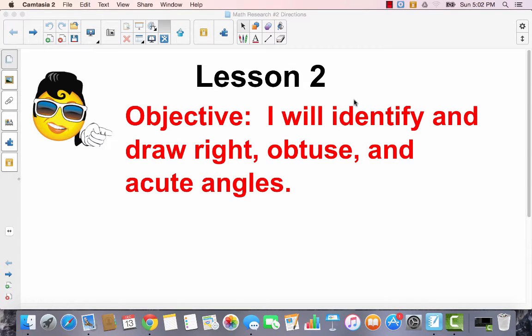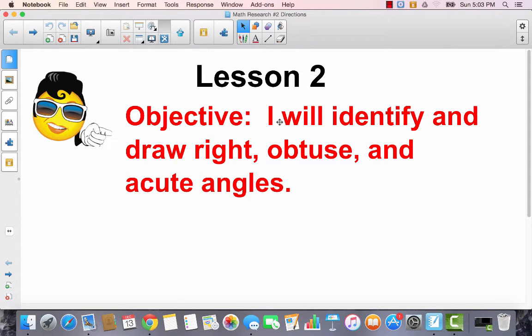I will identify and draw right, obtuse, and acute angles. So you're going to need a couple of things before you get started today. You're going to need your math journal, and you're also going to need your circle that was included in your pacing guide along with your problem set. You're going to see a circle. You're going to need to cut that circle out.